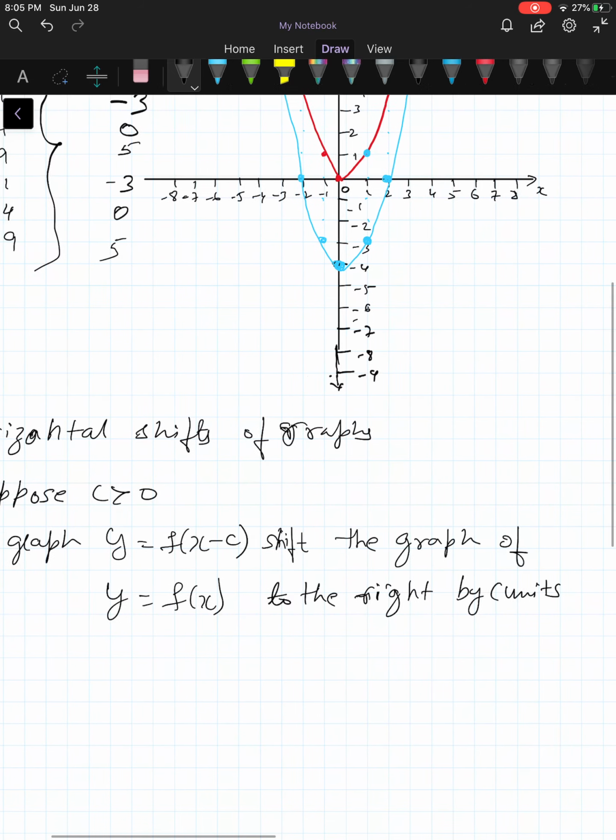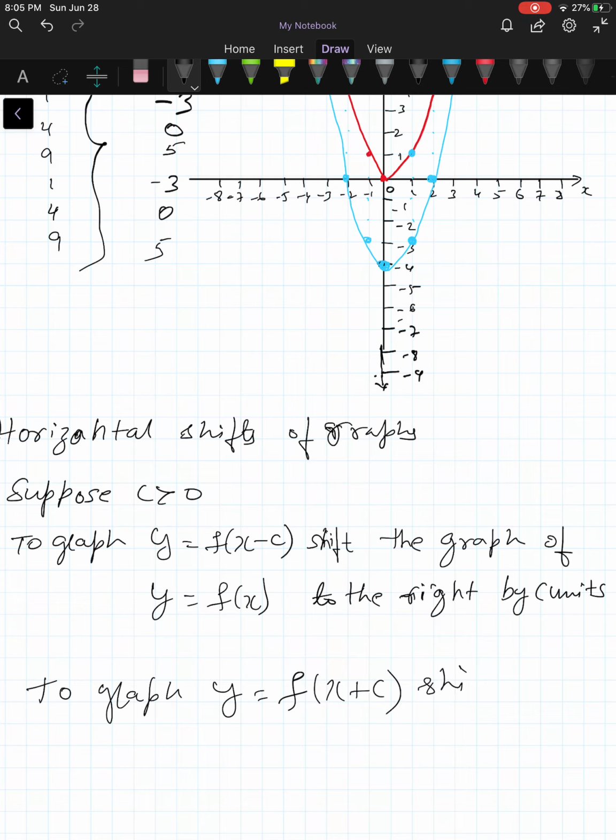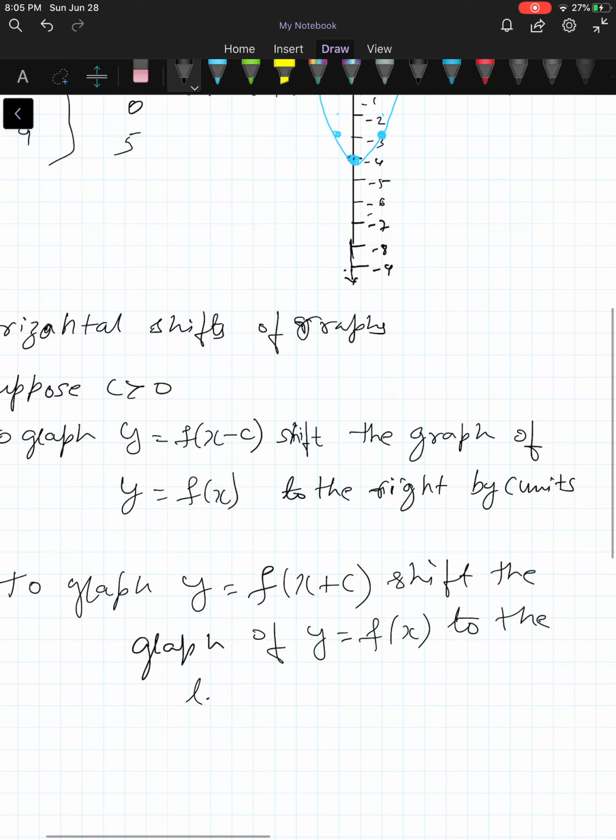Okay, to graph y is equal to f of x plus c, shift the graph of y is equal to f of x to the left c units.